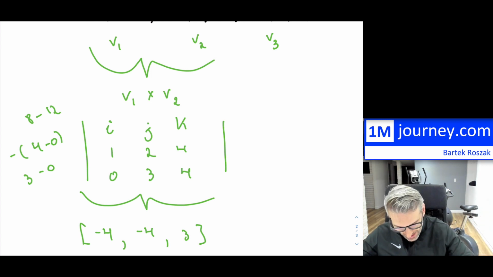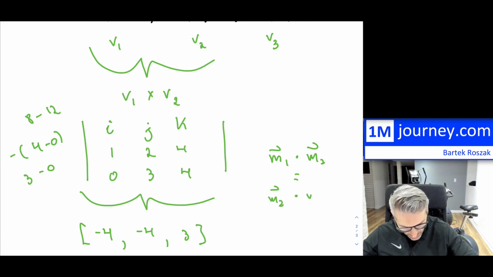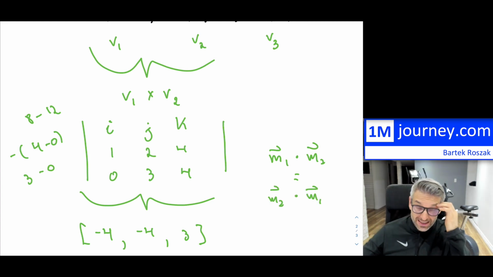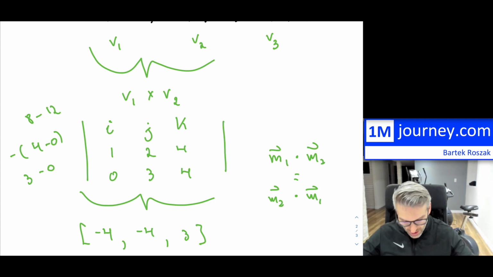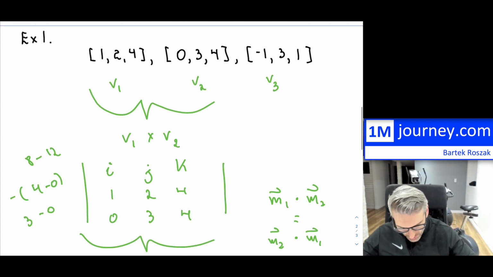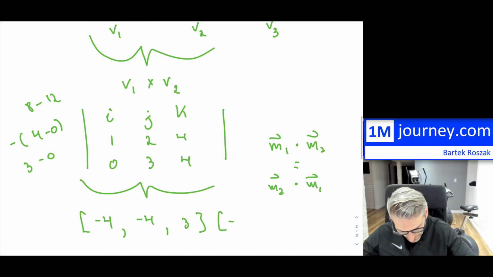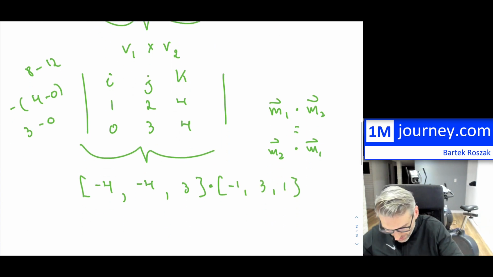So don't forget that if you have two vectors, say vector M1 dotted with vector M2, that's the same thing as vector M2 dotted with M1. That is exactly the same, and it just comes from the properties of the dot product. So I can take the third one, -1, 3 and 1. Now I'm going to find the dot product in between here.